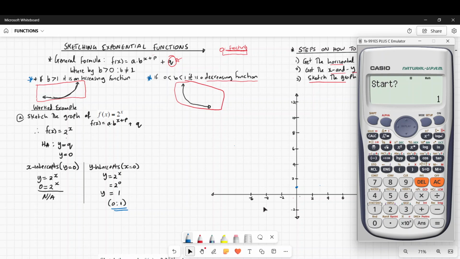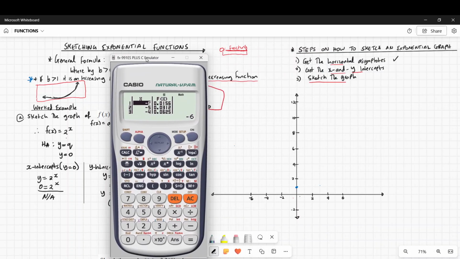So you're going to start with the smallest number, which is -6. Consider the x values -6 all the way to +6, right? And then the step in between you're going to consider to be 1, right? So now we have this, right? So now let's have this on our side.